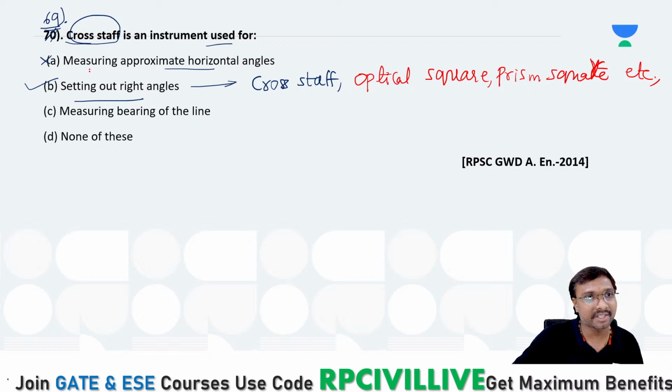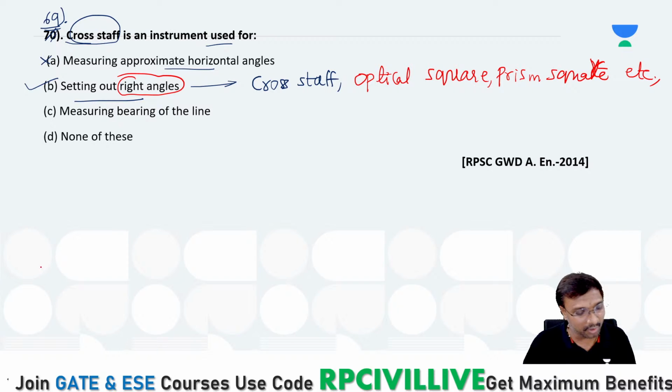Setting out which one? Setting out these right angles, which are 90 degrees, or not? Yes, setting out these right angles of 90 degrees, you can say, like that.